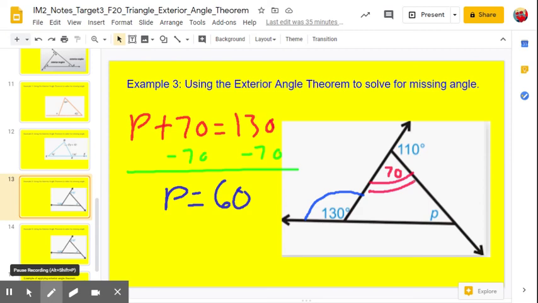All right, now we're in business. We have the two remote interior angles are 70 and P. So we go P plus 70 equals 130. We subtract 70 from both sides, and we should get P equals 60.